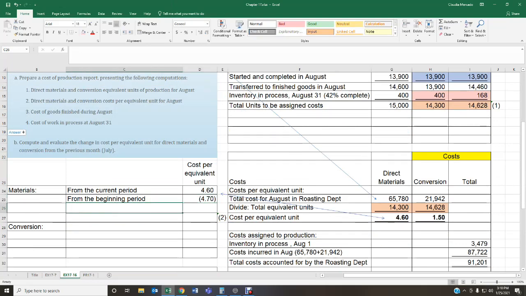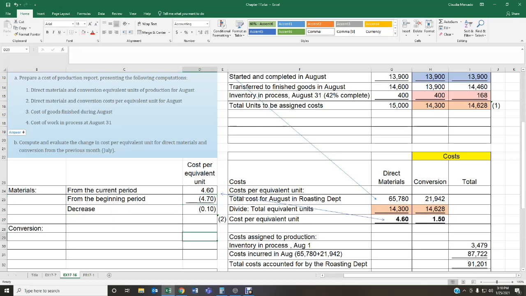So, this represents a decrease of 10 cents. So, I spent 10 cents less per pound of coffee from last month to this month. So, that's good. We had a decrease in our materials of 10 cents. That's very good. 10 cents. Now, let's do the same analysis, but now for conversion costs.